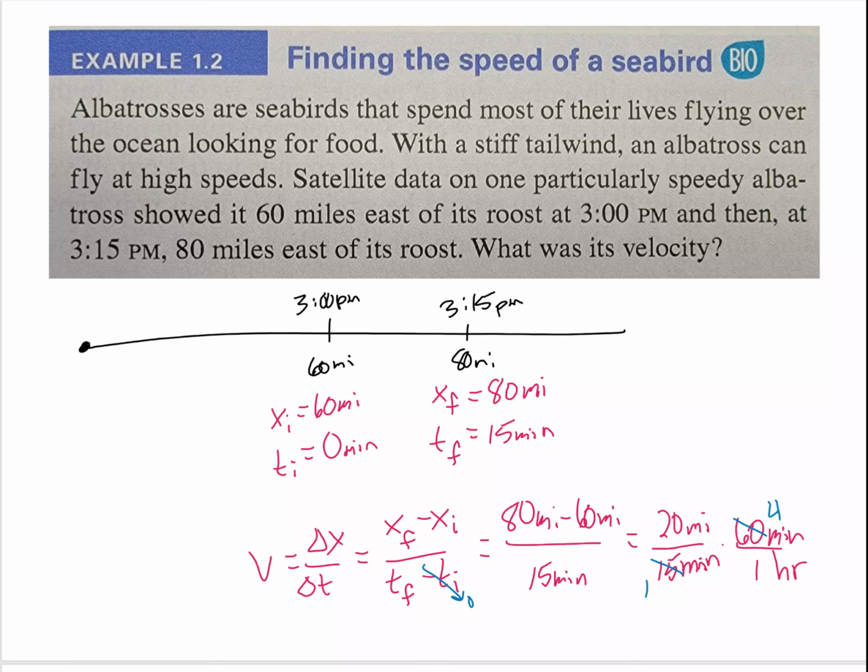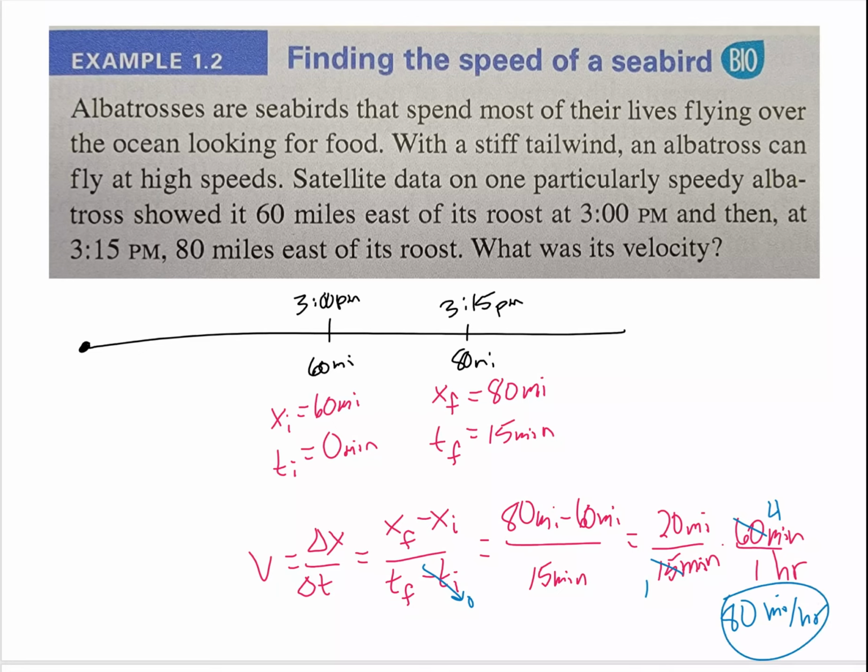On the top, we have 20 times 4, 80 miles. 80 miles every 1 hour. And now we have miles on top and hours on the bottom, so we have miles per hour as our units. It's 80 miles per hour. Yeah, that's quick. That bird's moving.